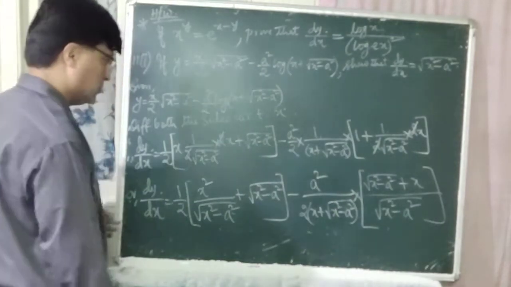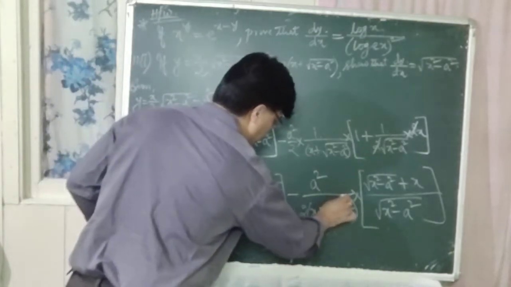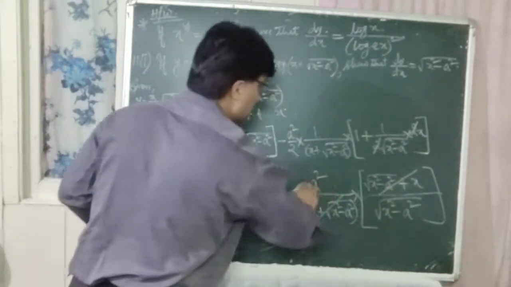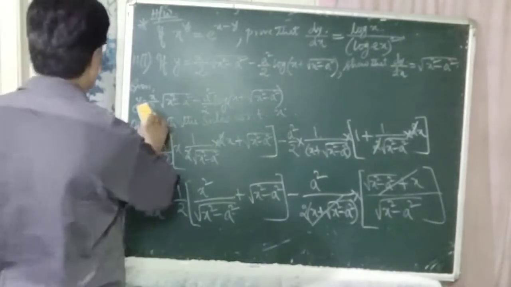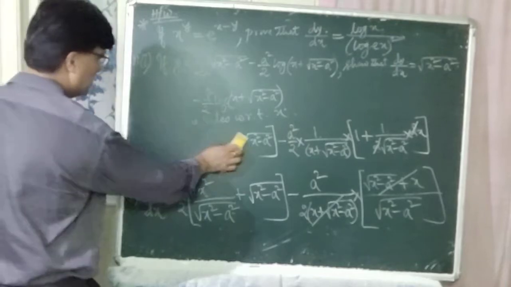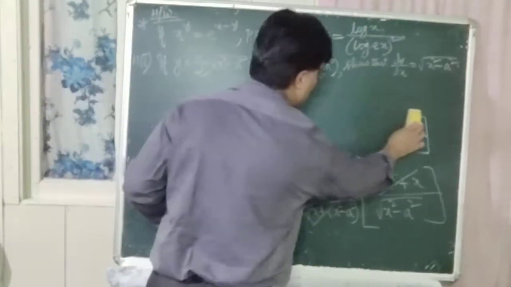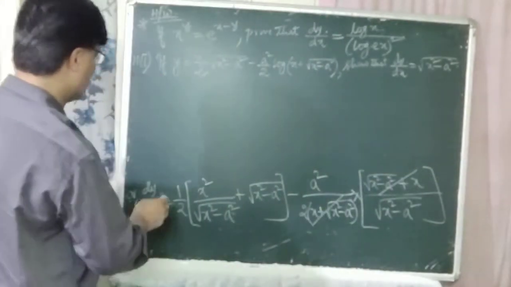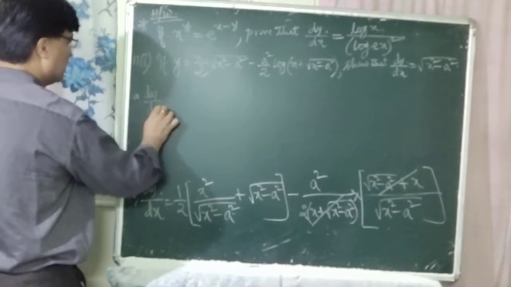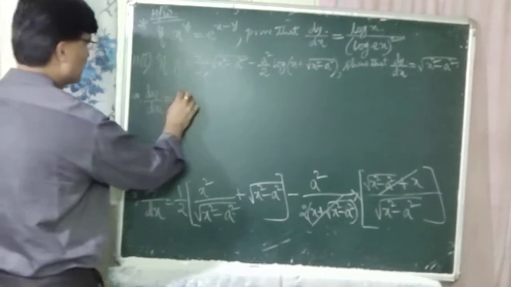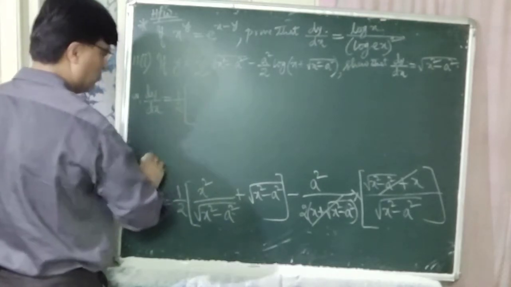Now here you can cancel these two terms, isn't it? These are similar terms. Similar terms can be cancelled. Now let us simplify it. So let us simplify it now. Or dy by dx is equal to, it is half within third bracket.